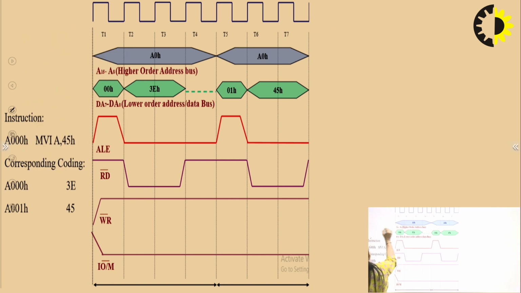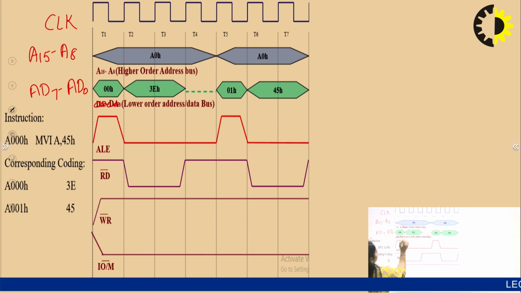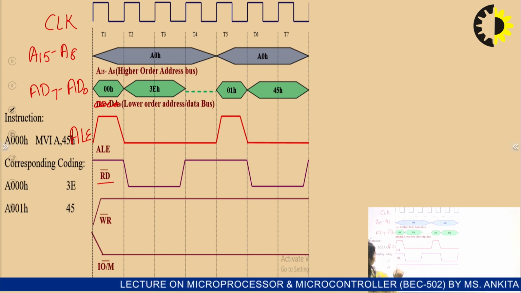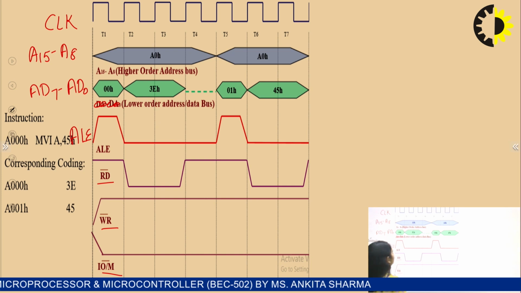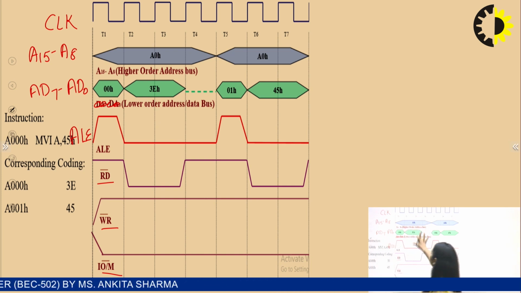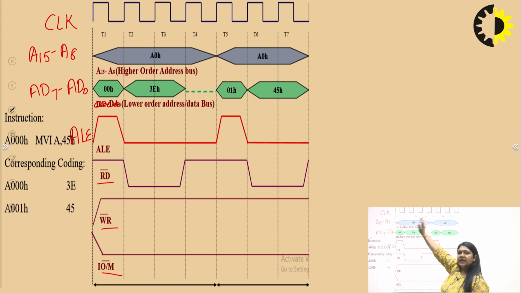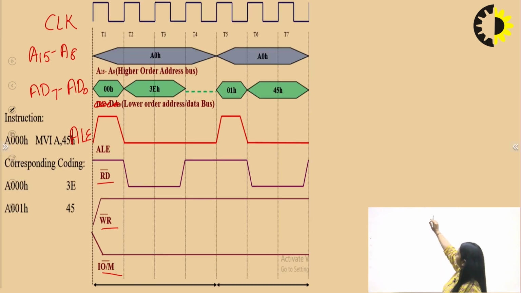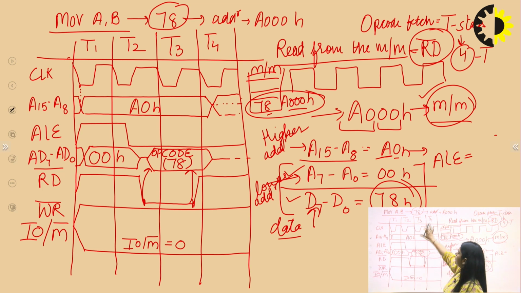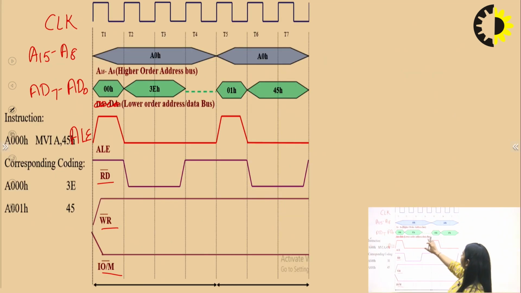Opcode fetch is the same. If you see here, this is the clock given. This is A15 to A8 given. This is our AD7 to AD0 given. This is ALE given here. This is our read signal, write signal, and input output memory bar. So what is exactly happening here? These 4 T states are the same, just like the opcode fetch we have done earlier. This machine cycle is exactly the same. But for memory read, what are we doing?